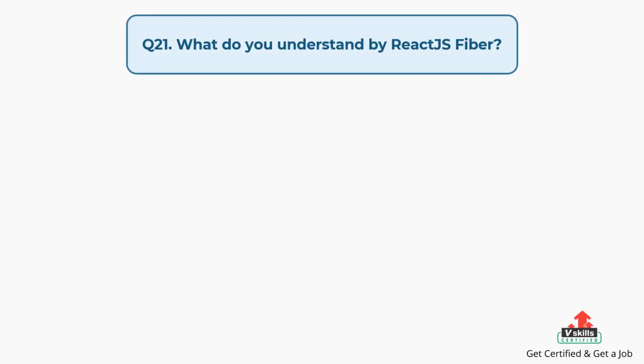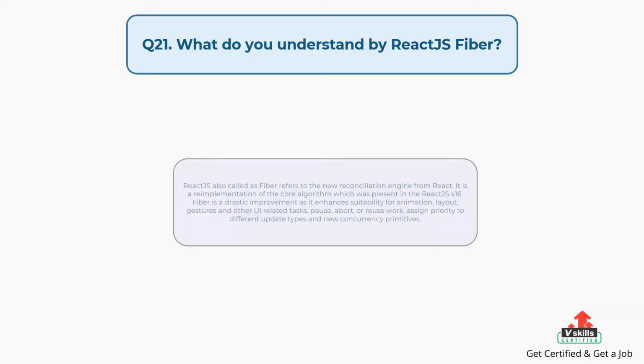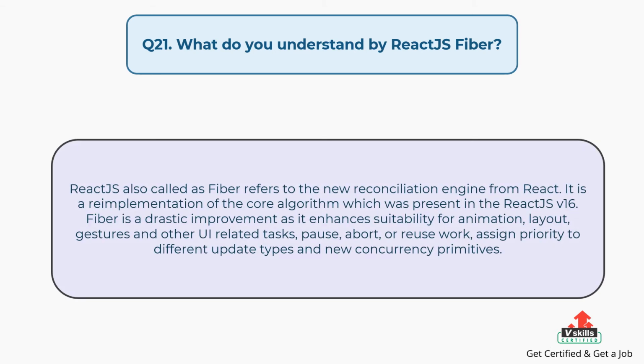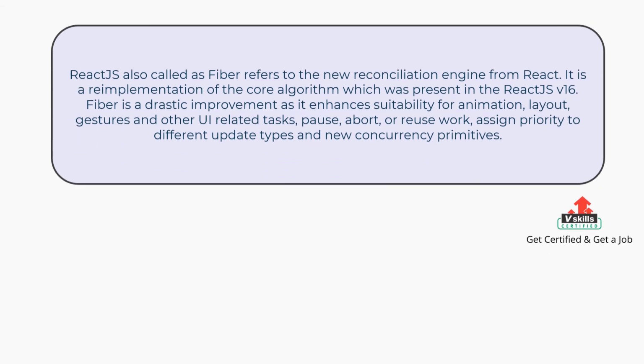Question number 21. What do you understand by ReactJS Fiber? The answer is, ReactJS Fiber refers to the new reconciliation engine from React. It is a re-implementation of the core algorithm which was present in ReactJS v16. Fiber is a drastic improvement as it enhances suitability for animation, layout, gestures and other UI-related tasks, pause, abort, or reuse work, assign priority to different update types and new concurrency primitives.